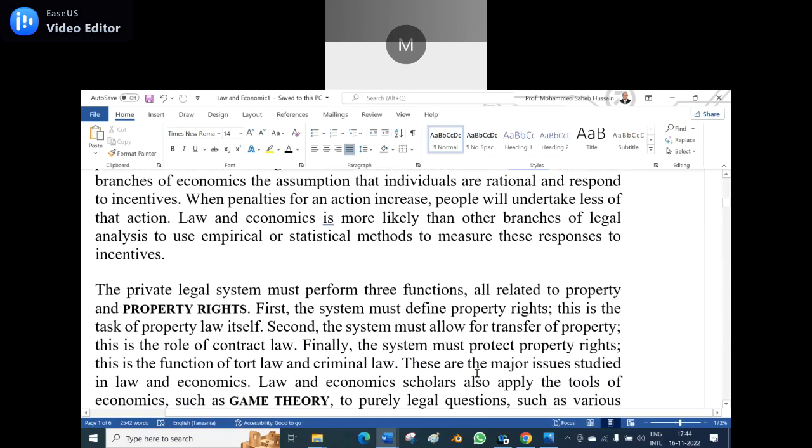The private legal system must perform three functions, all related to property and property rights. So, first, the system must define property rights. This is the task of property law itself. The second, sorry, Prof, can you repeat a little bit from the start of this paragraph? Which one? The private legal system. Yes. The private legal system must perform three functions, all related to property and property rights.